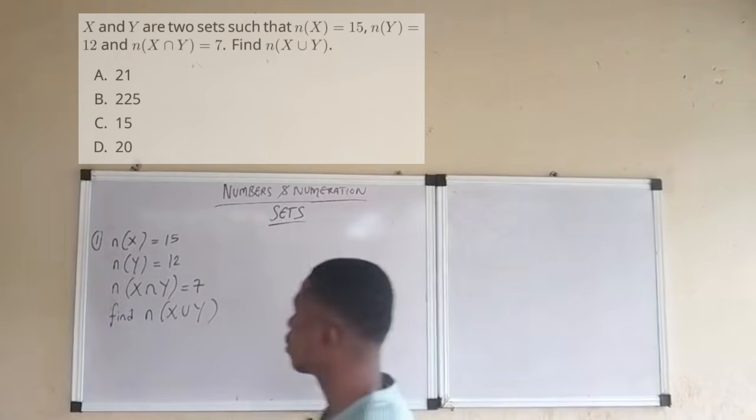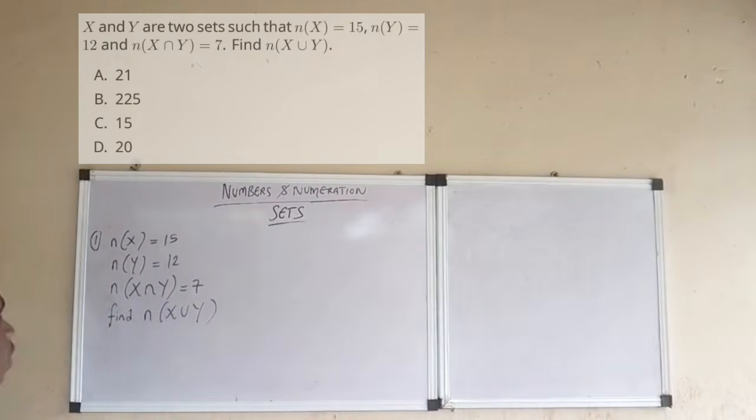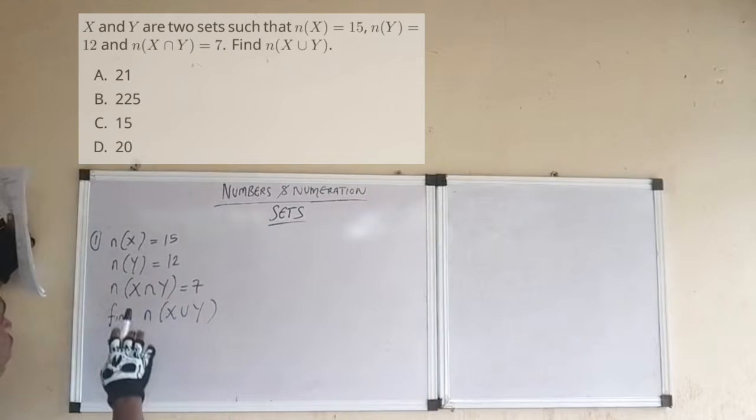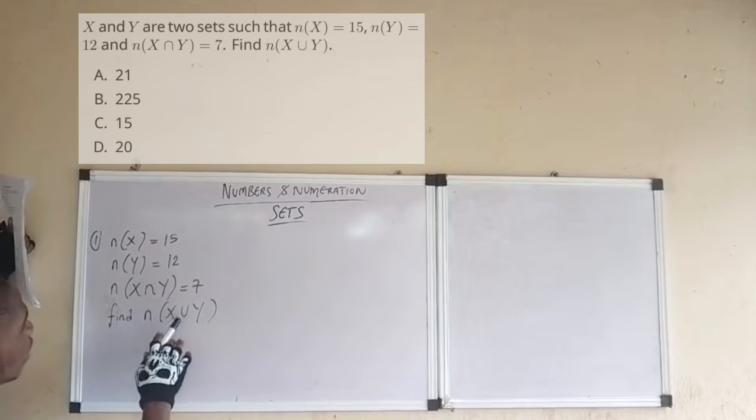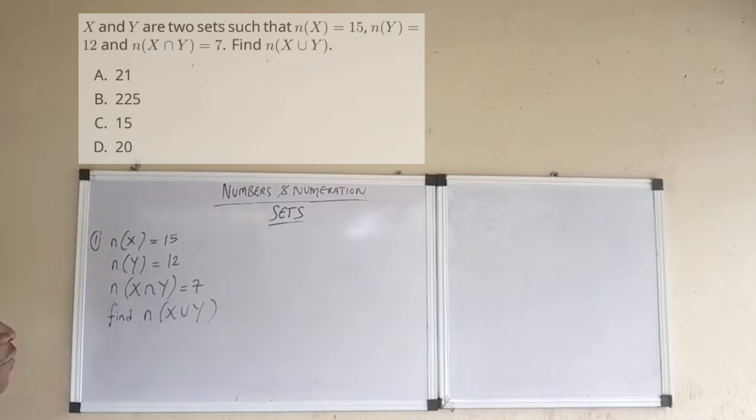Now, we have that the cardinality of X is 15, the cardinality of Y is 12, and the cardinality of X intersection Y is 7. But I have to find the cardinality of X union Y. So what I'm going to do is to use a Venn diagram to simplify this so that you can conceptualize it. All right, so let me draw a Venn diagram.